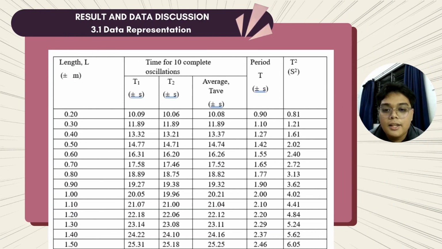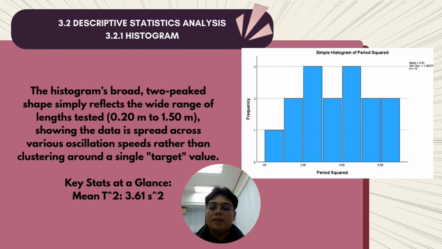This is the data for our case study. The histogram's two peak shapes simply reflect the wide range of lengths tested, which is 0.2 meter to 1.5 meter, showing that the data is spread across various oscillation speeds rather than clustering around a single one. For this histogram the mean is 3.61.